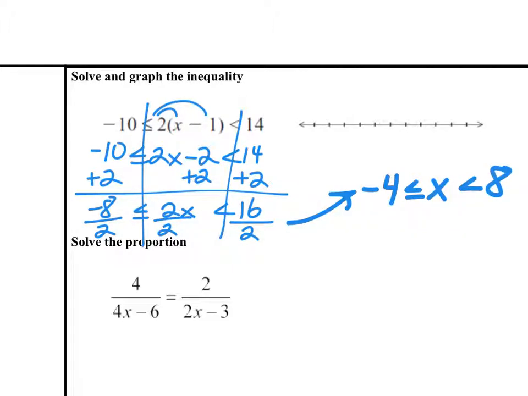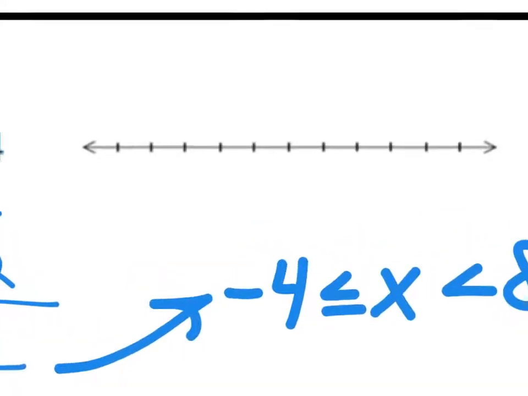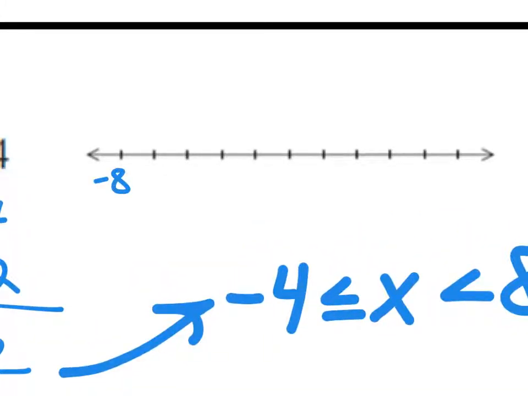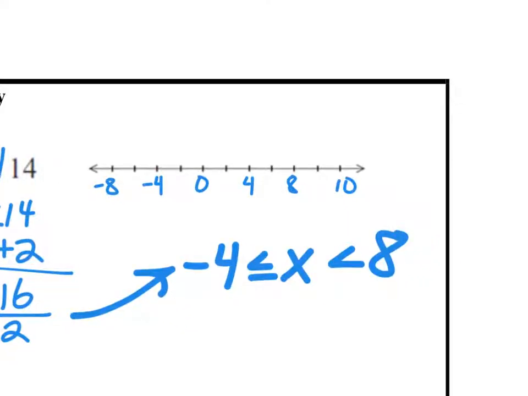Let's graph that. I'm going to start at -8, -6, -4, -2, 0, 2, 4, 6, 8, 10. We're going to have a closed circle if it's less than or equal to or greater than or equal to. We'll have an open circle if it's less than or greater than. So we are going to have a closed circle at -4, an open circle at 8, and it's saying that it's everything in between that.